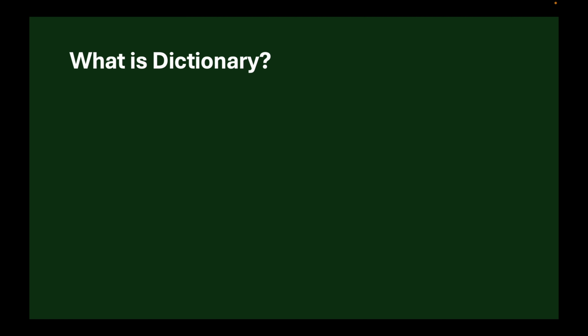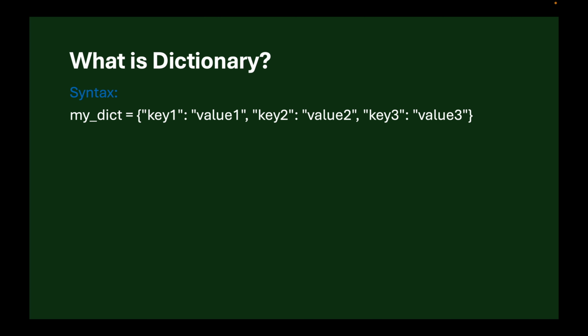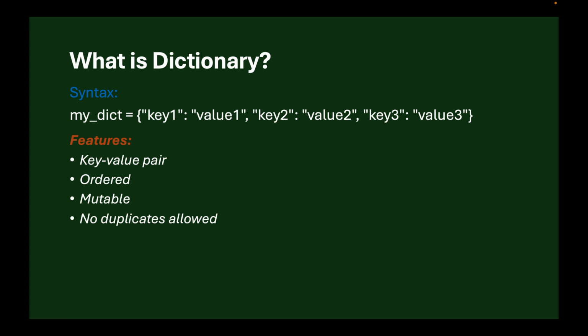So what is dictionary? Dictionary allows us to store the data in the form of keys and their corresponding values. The items in a dictionary maintain a specific order. It is possible to change, add or remove items after the dictionary is created. Dictionary items do not allow duplicates. No duplicate keys are allowed. Now let's see how to create dictionary in Python.